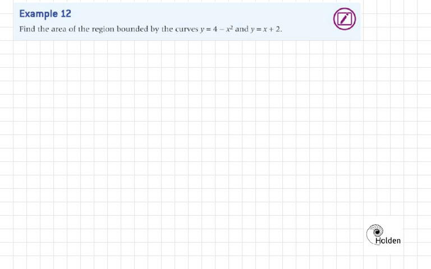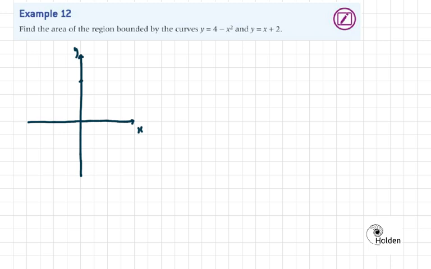Okay, so first thing I want to do is visualize what's happening here. On the first one, I've got a parabola. Second one, I've got a straight line. So let's just sketch what's going on here, because we're going to have to decide which function is greater than the other.